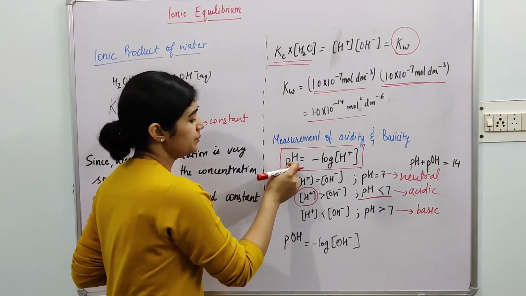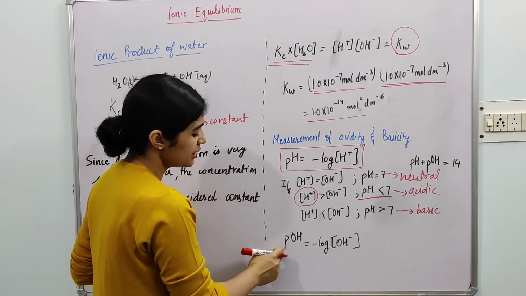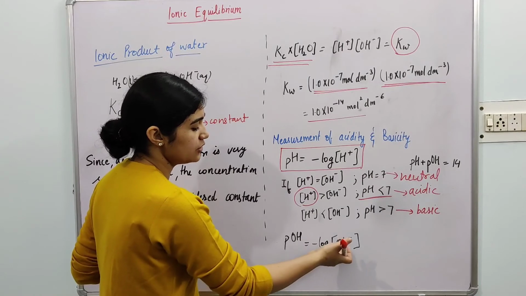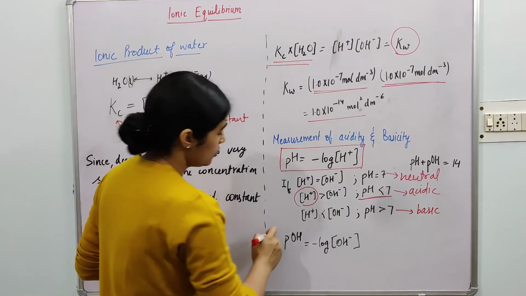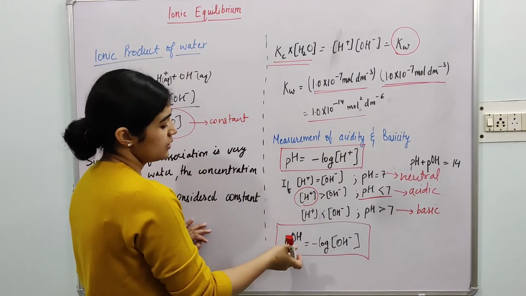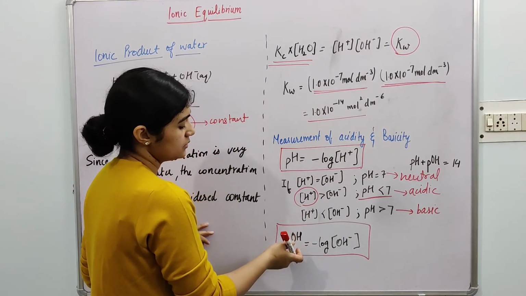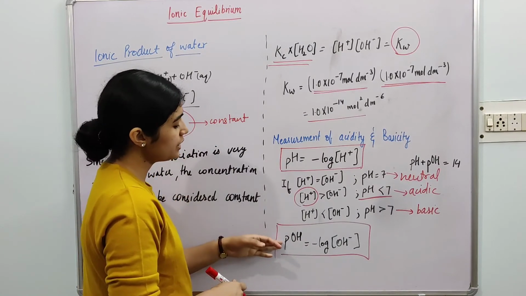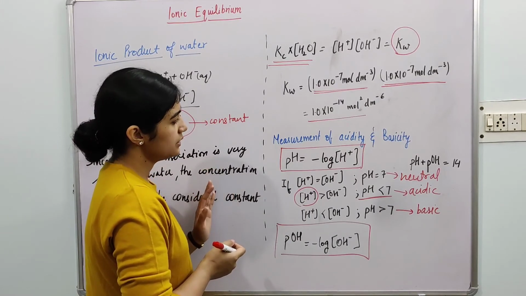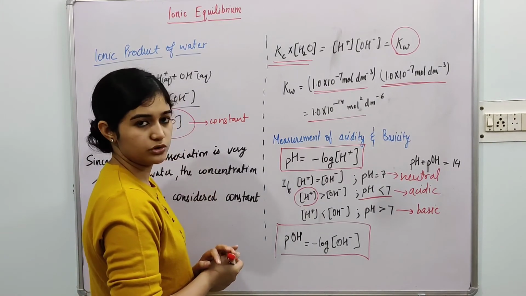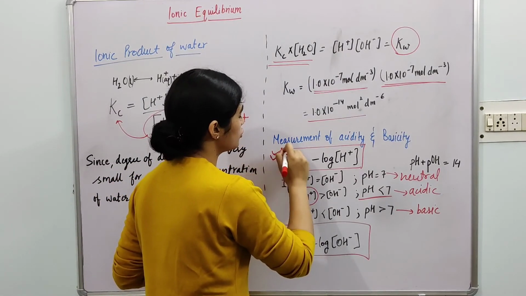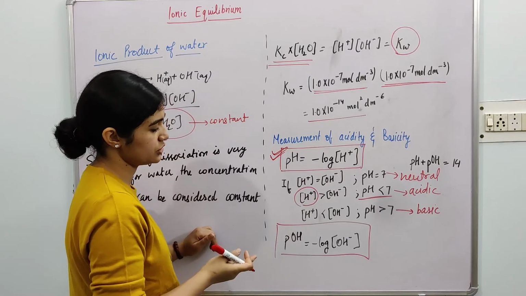And the way pH is defined, in a similar way pOH is defined. pOH is the negative logarithm of hydroxide ion concentration. This can be written in terms of pOH, but majorly when we are describing the acidity and basicity of any solution, we mainly use the pH equation. We mainly measure the pH of that particular solution, not the pOH.